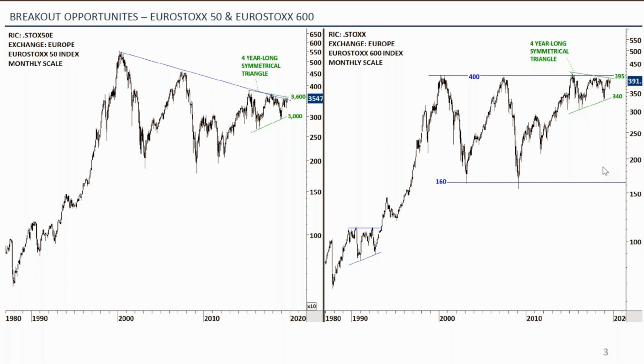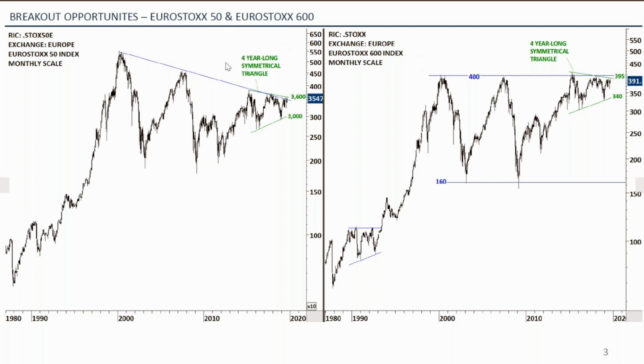Now, when we see two charts like this, it's very difficult to be bearish, because what we are seeing is, for example, on the Euro Stoxx 600 index, which has more UK companies in it, the 400 resistance is clear, and we haven't reached that level. And right below that, we are forming this symmetrical triangle that now we're testing the upper boundary of it. The upper boundary of it and the 400 is at the same level.